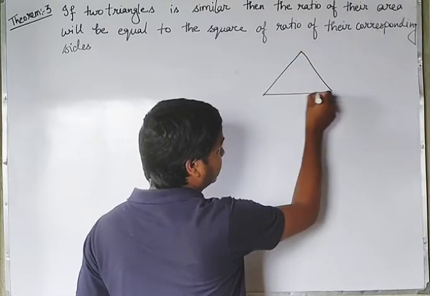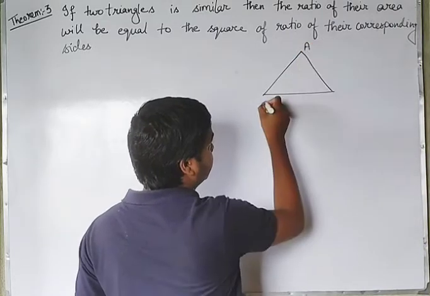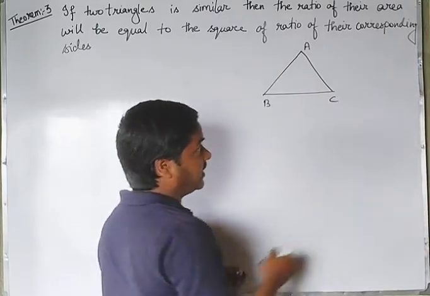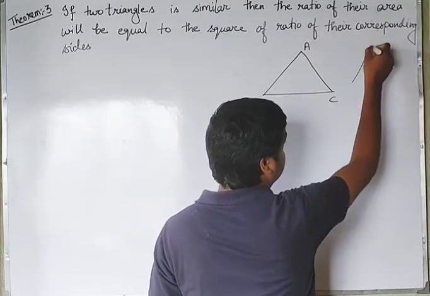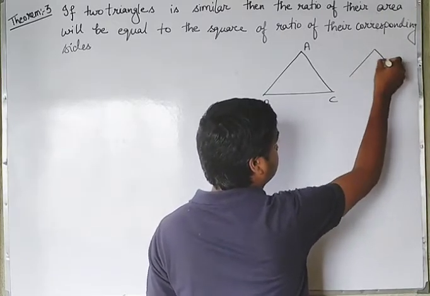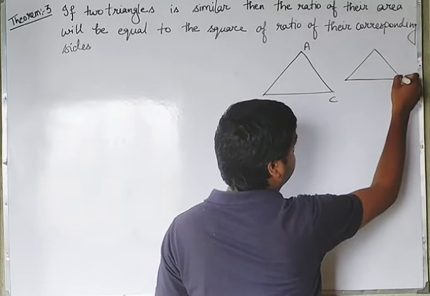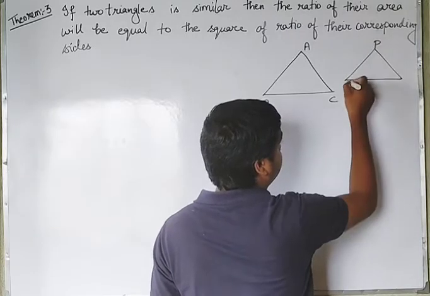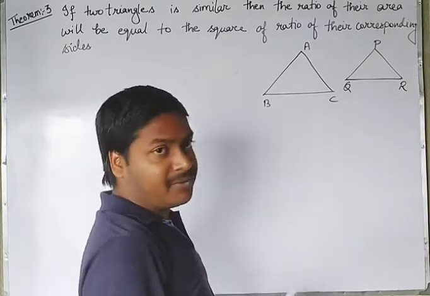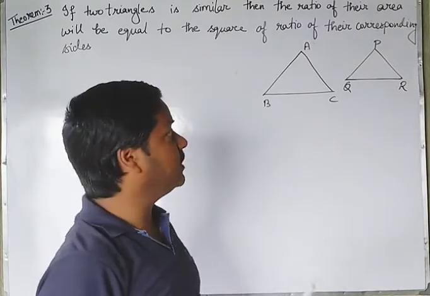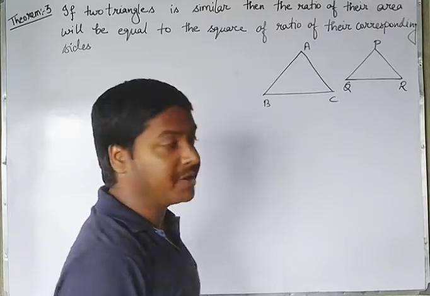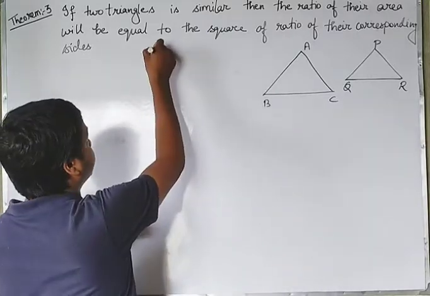One triangle is this one, A, B, C. Another triangle I will take here, a little smaller. Let this triangle be P, Q, R. If we have these two triangles, then it is given that both triangles are similar according to our statement. Then what is given?